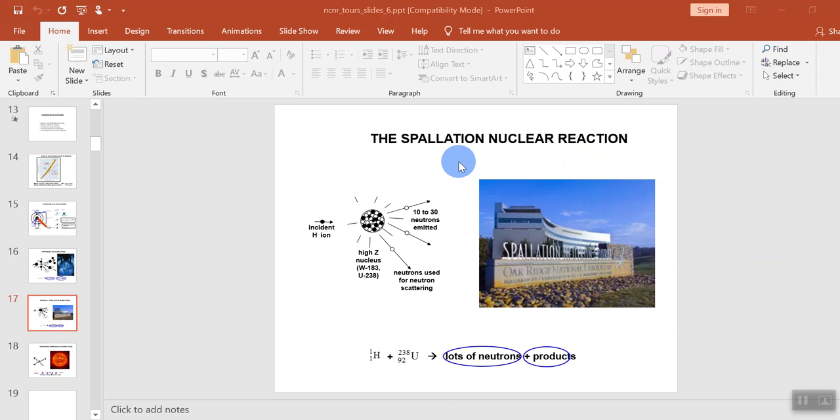Another way is called the spallation nuclear reaction. In this case, when a proton is absorbed into a high Z material like tungsten or natural uranium, there are 10 to 30 neutrons that are emitted. When they're slowed down, they can be used for neutron scattering as well. Okay.